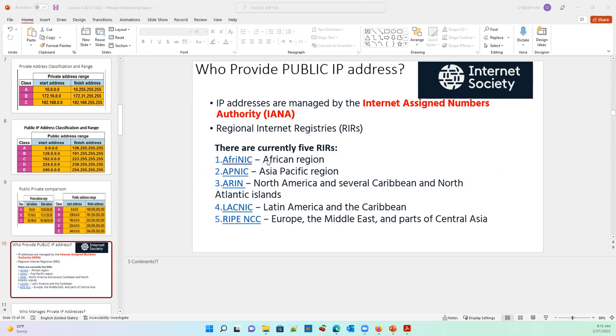So there are five RIRs. The African region, they call AFRINIC, and you have APNIC, the Asia Pacific region. This region is responsible for distributing all these IP addresses to the Asia Pacific region. And you have ARIN, North America and several Caribbean and North Atlantic islands. And then you have LACNIC, Latin America and the Caribbean. And this RIPE NCC, Europe, the Middle East, and part of Central Asia. Turkey belongs to this number 5.